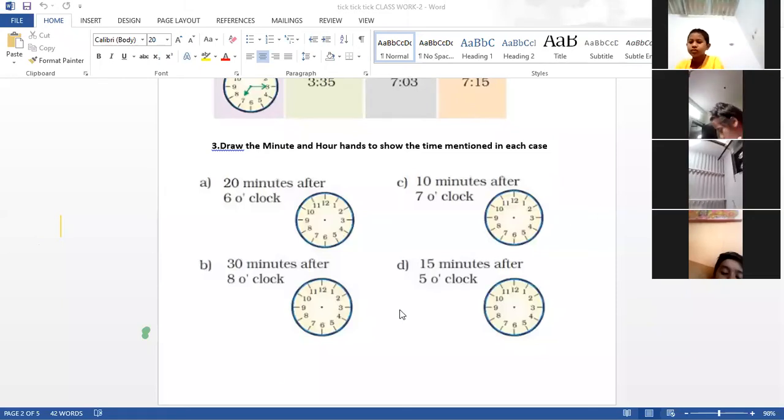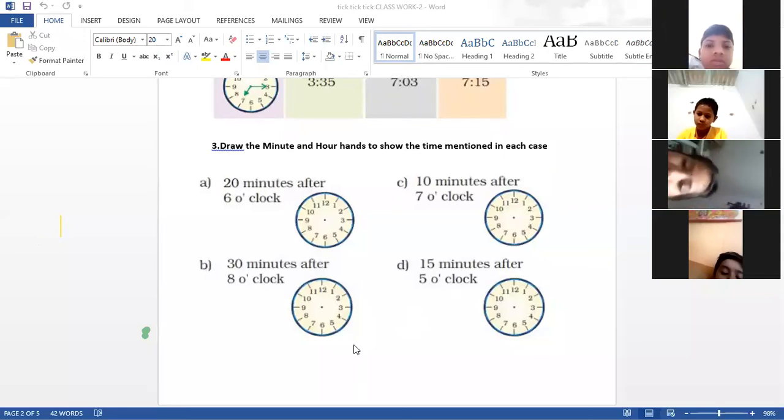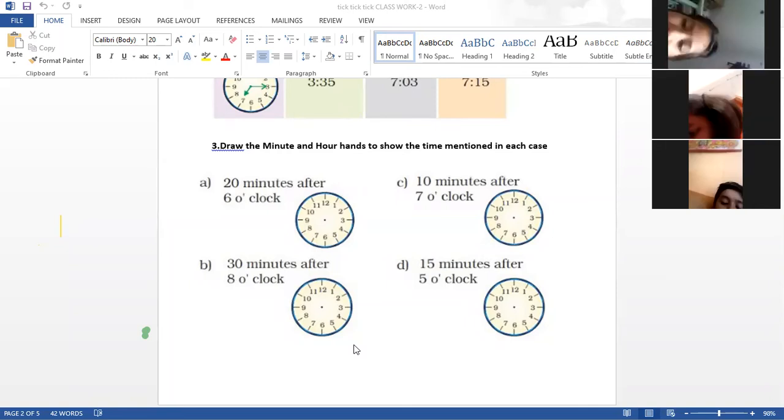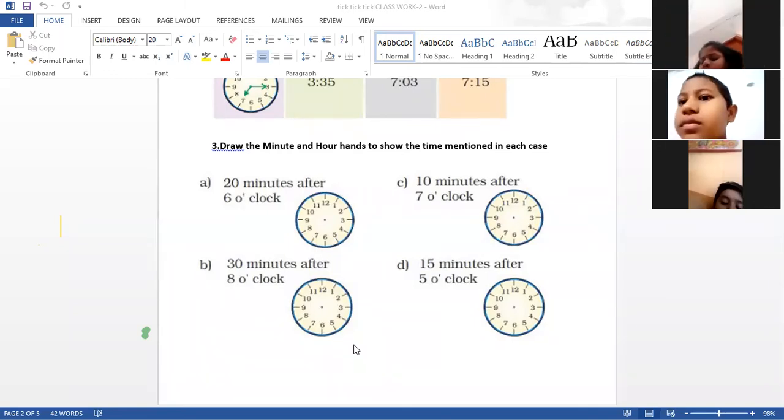15 minutes after 5 o'clock means 5:15. 5:15, sir. Minute hand at 3, hour hand at 5.